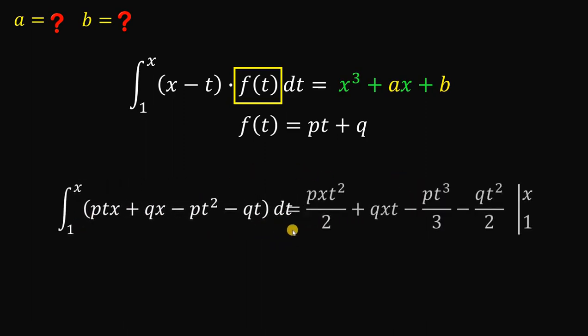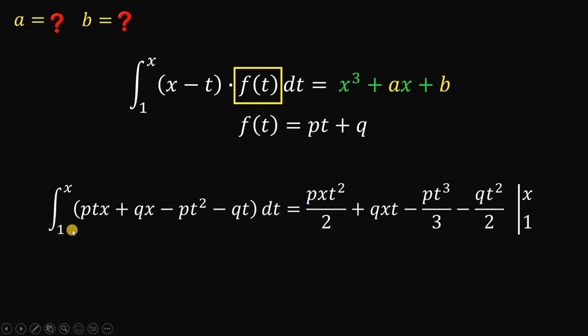If we do that, take note that only t is the variable here and all of the other variables are constants. So, ptx, if we integrate this, we have pxt squared over 2. If we integrate qx with respect to t, we have qxt. If we integrate negative pt squared, we have negative pt cubed over 3. And if we integrate negative qt, we have negative qt squared over 2. Next, we need to evaluate this.